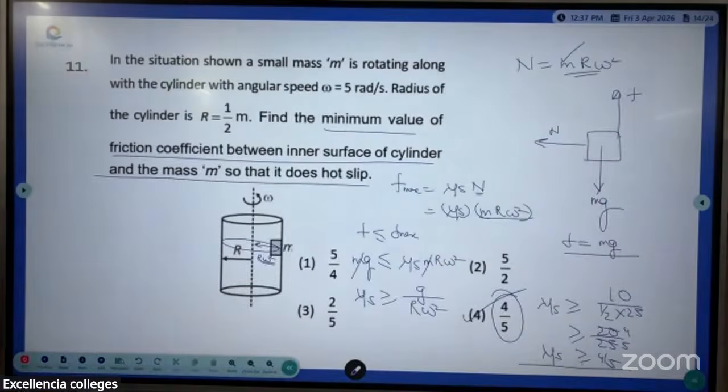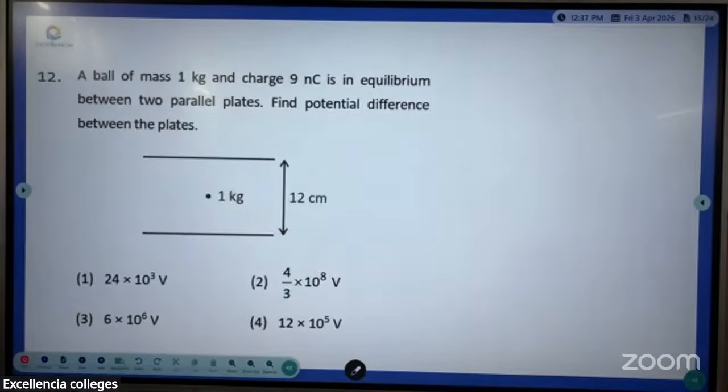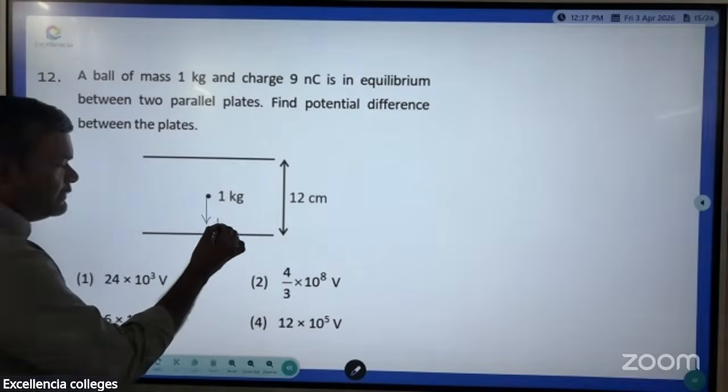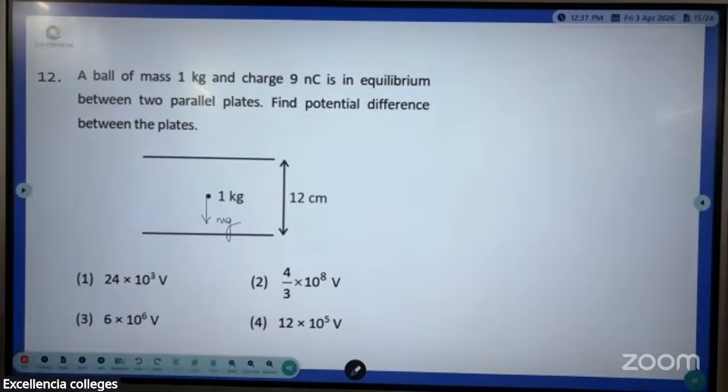Okay. Change. Okay, a ball of mass 1 kg, charge 9 nC, is in equilibrium between two parallel plates. Find the potential difference between the plates. Okay, so this is 1 kg here. So obviously there will be mg here, and we are ensuring that it is in equilibrium.